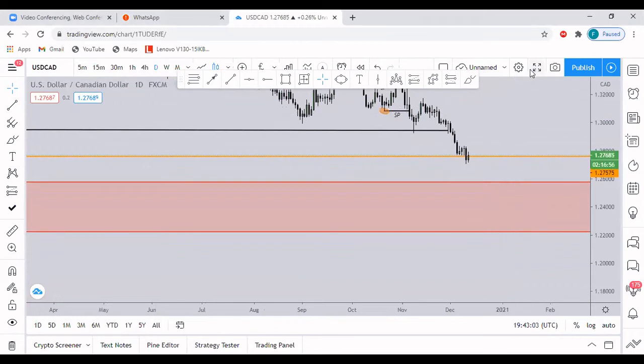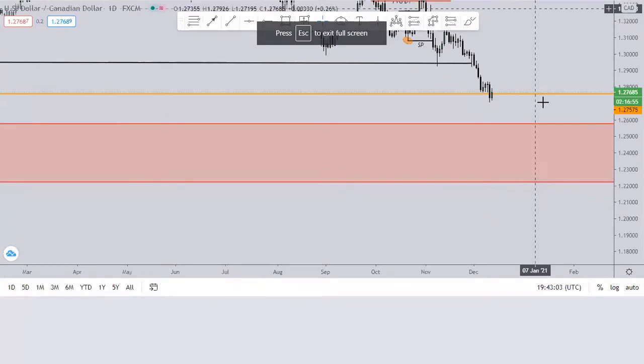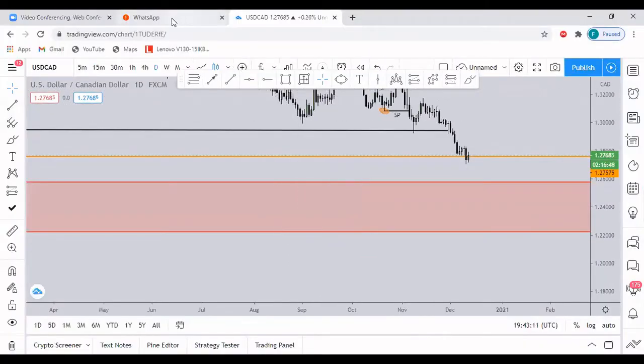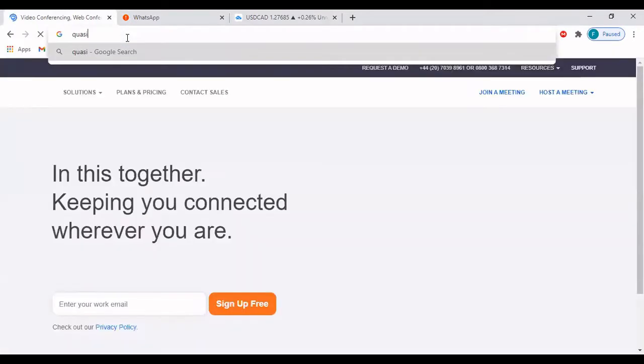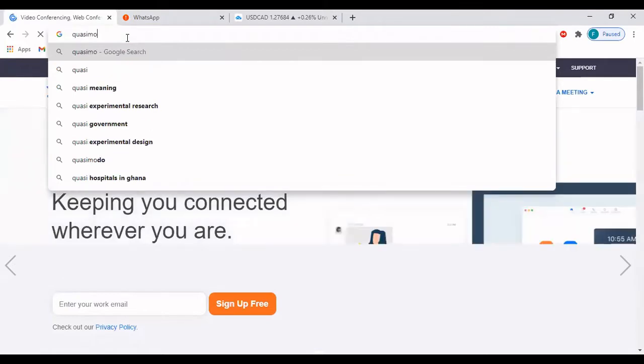Let's look at Quasimodo levels. But before the image, I have to show you. Hold on. What we are going to look at was actually named after a cartoon character. Some of you probably know him. Quasimodo.